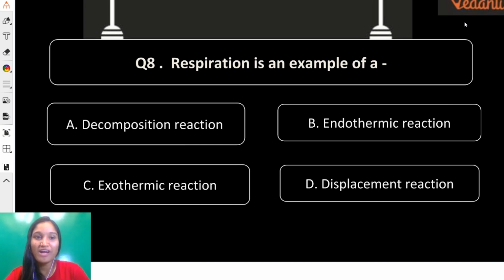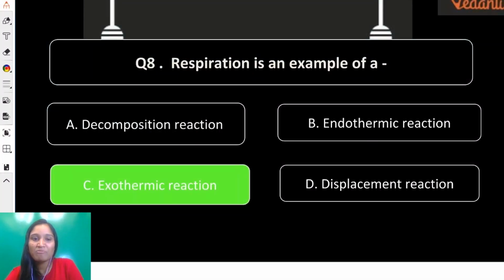Respiration is an example of, I know this is a confusing question, but let me see how many of you would be correct. Are you ready? I know. Why are you confused? You must have been confused with the decomposition reaction. It's clearly seen in the result as well.